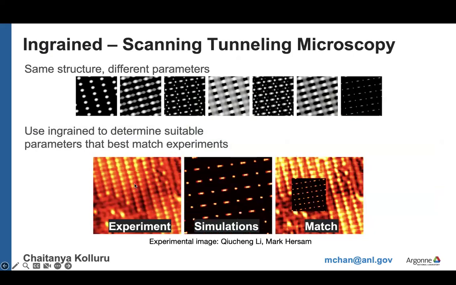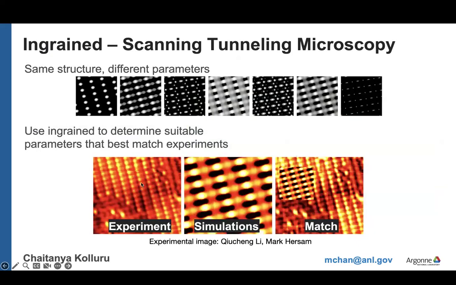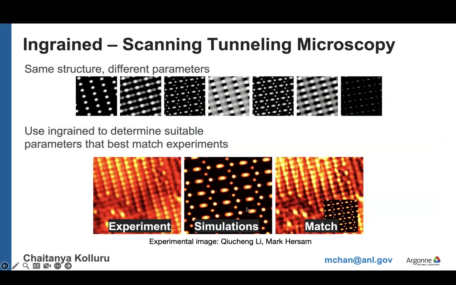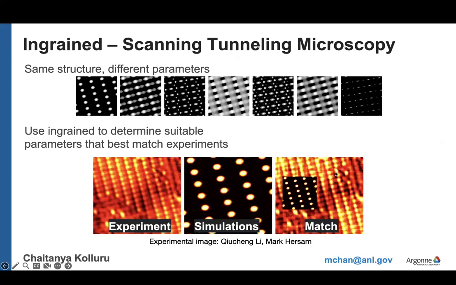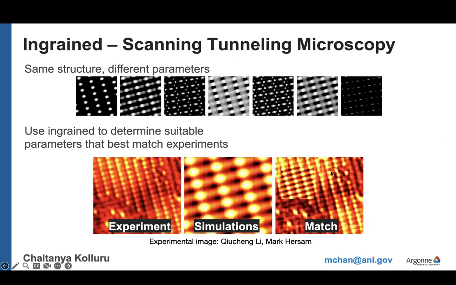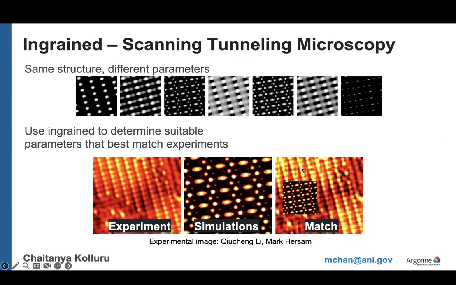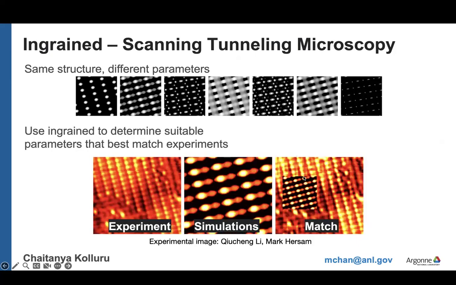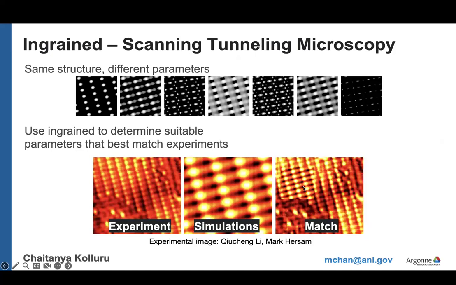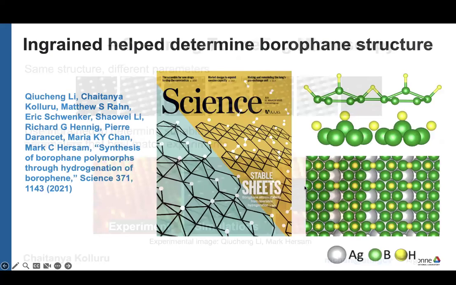And in this particular case, we have this experimental data here, and Ingrain simulates with different parameters, and then tries to determine where's the best alignment and match. So you can see, near the end of the optimization loop, it fits in really well with the experiment.